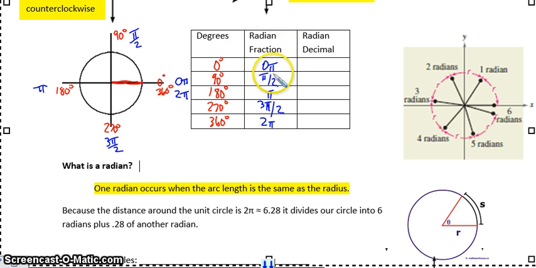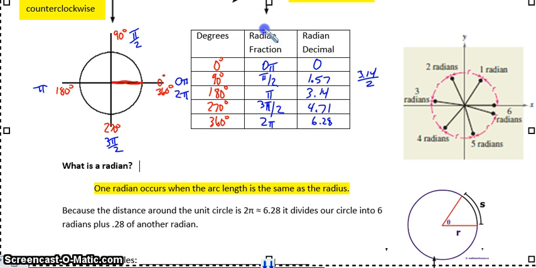You can also change radians, instead of writing them as fractions, to decimals. So if you just get out your calculator and type in 0 pi, you're going to get 0 as an answer. You type in pi over 2, because pi is the same as 3.14, you divide that by 2, you get 1.57. Pi is 3.14. 3 pi over 2 would be 4.71, and 2 pi is 6.28.